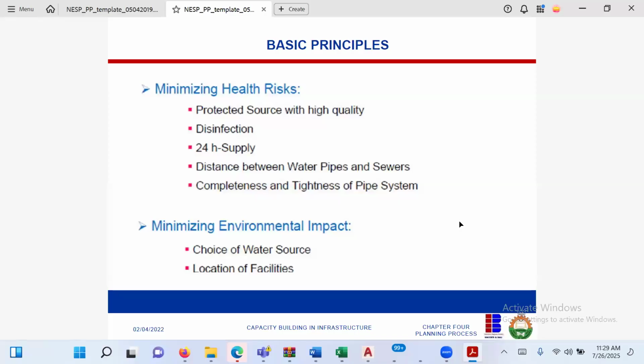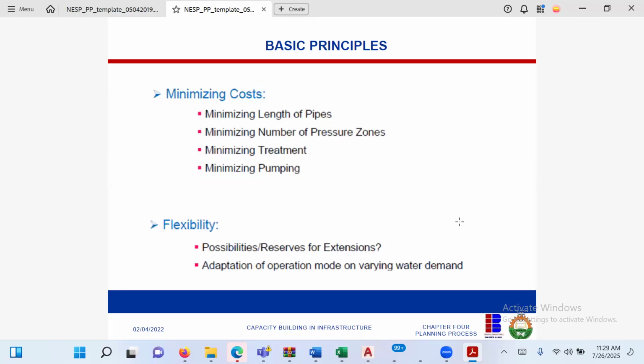Mind the distance between your pipe network and sewer. Very, very important to avoid contamination. And make sure your system is tight and secured. So, you can read all this one, understand. So minimize your pumping cost, minimize your treatment cost, minimize the number of pressure zones. We'll come to that. And then minimize the length of pipes by looping them.